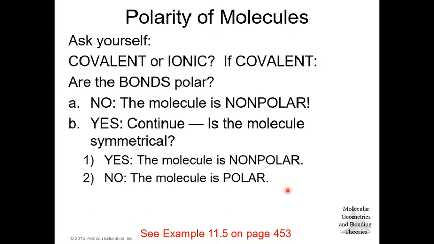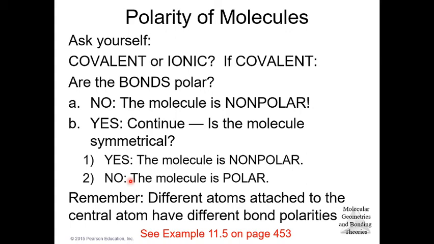If the bonds are polar, you have to look at the shape. Is it symmetrical? If your molecule is symmetrical, you're nonpolar. If you're not symmetrical, you're polar. Because if you're not symmetrical, you have an uneven distribution of charge in your molecule. The thing to remember when you look at the shape, if you have different atoms attached to your central atom, they will have different bond polarities, and they can give you a polar bond if they're different. Okay, so you've got to look at what's attached too. Again, 11.5 in the book is in a separate video.